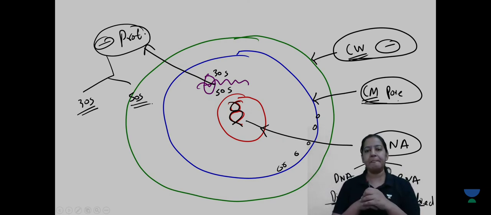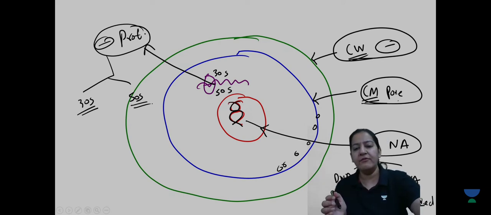Everyone give me a thumbs up. You got my point? Sufi, you got my point? Is it? So what are the four categories?